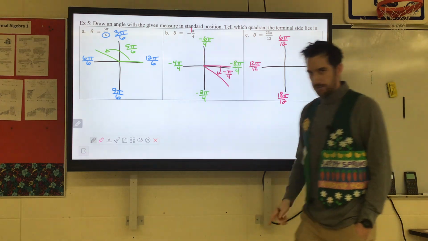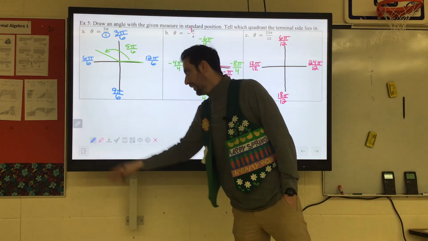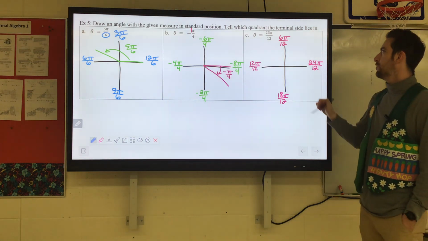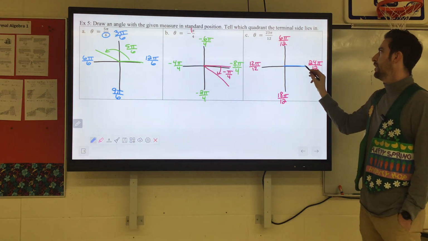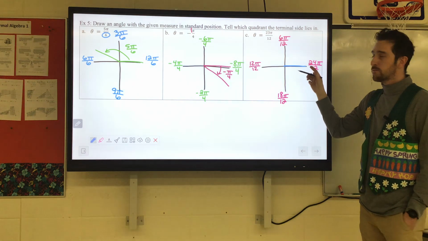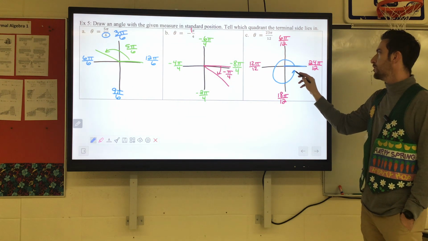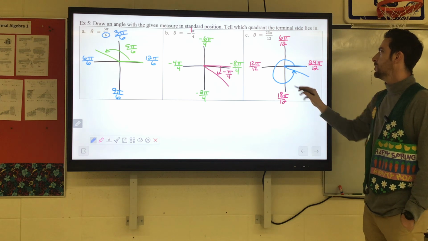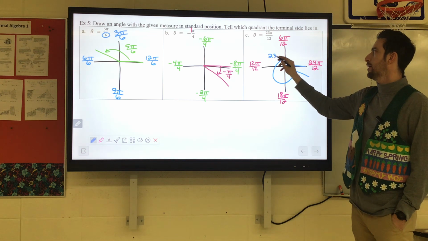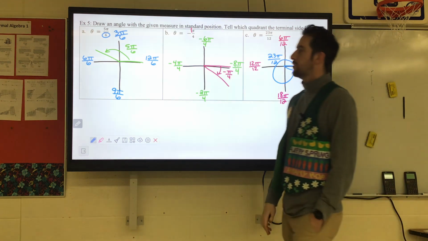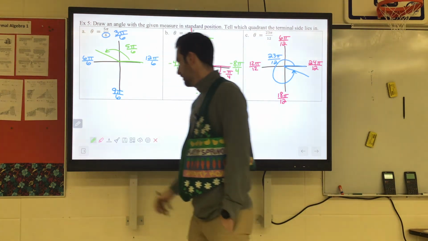Now, I'm just noticing that I forgot to say which quadrant they end in. We'll get that all at the end. This one we want 23 pi over 12. It always starts at 0. Now 23, pretty darn close to 24, so it's going to have to go pretty much a whole rotation. That would be our 23 pi over 12. Now let's talk quadrants.